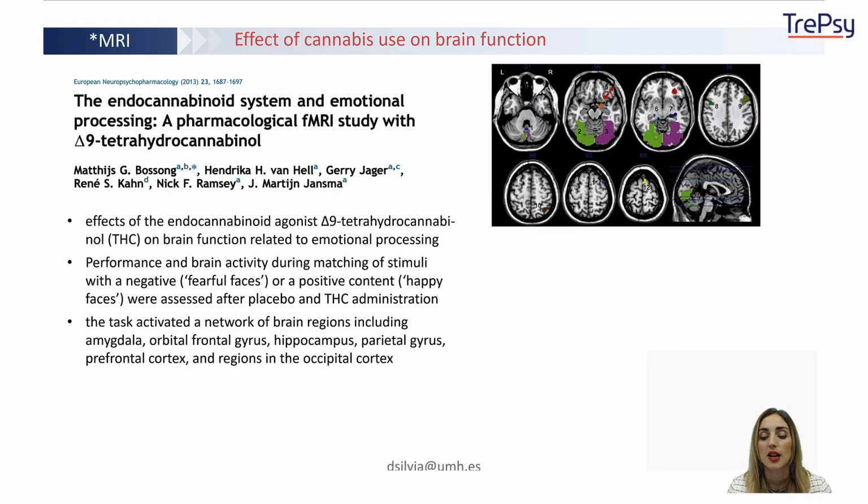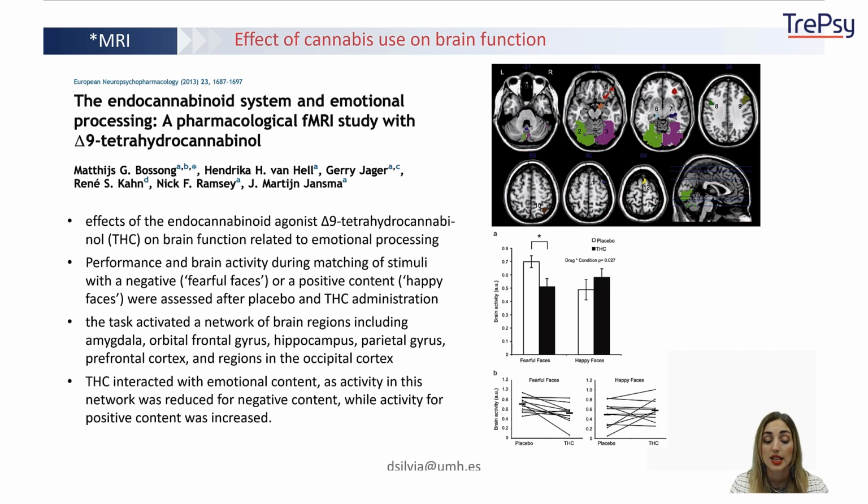They found that this task activated a network of brain regions including the amygdala, orbitofrontal gyrus, hippocampus, parietal gyrus, prefrontal cortex, and regions in the occipital cortex. And interestingly, THC use interacted with emotional content, as activity in this network was reduced for negative content, while it was increased for positive content.